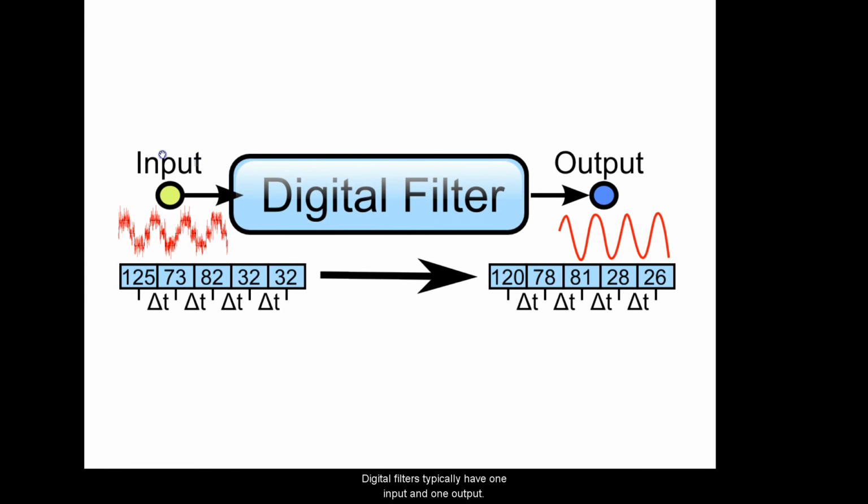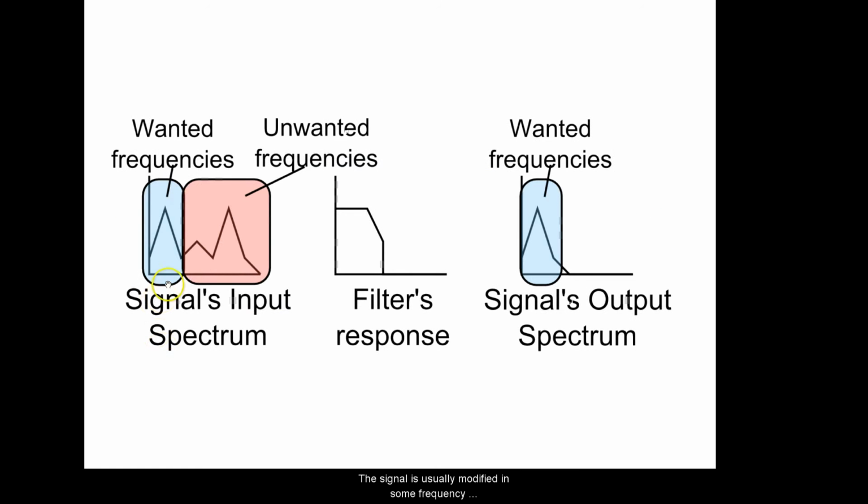Digital filters typically have one input and one output. A signal is applied to the input and a modified signal is produced at the output. A digital signal is basically a stream of numbers, usually spaced evenly in time. The signal is usually modified in some frequency-dependent way so that wanted frequencies are retained and unwanted frequencies are removed.